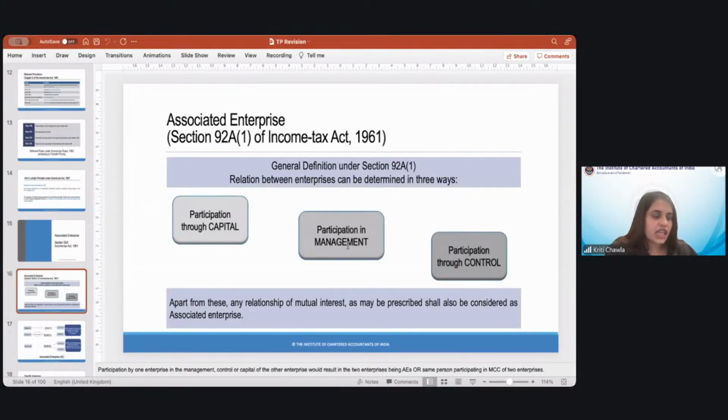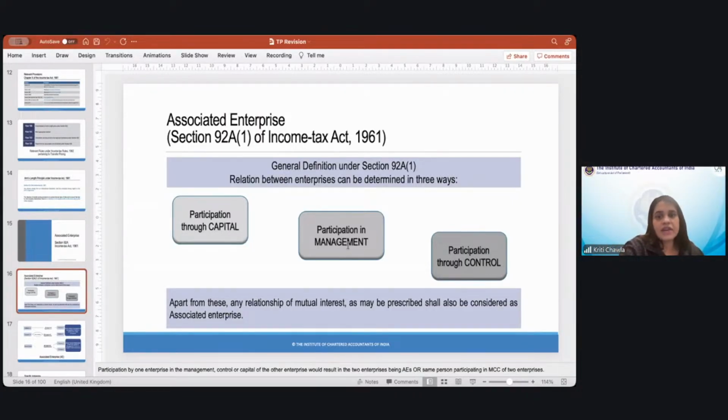Well, this is section 92A, and subsection 1 talks about a generic definition of associated enterprises. It basically says that two enterprises will be related to each other when one enterprise participates in the management, control, or capital of the other enterprise. Now, what is management, control, and capital?